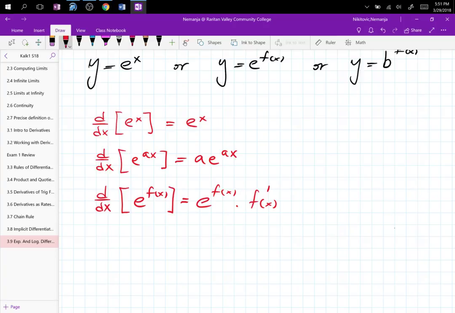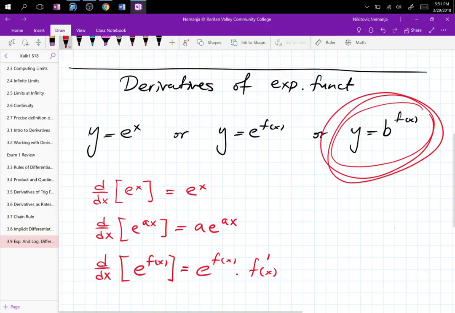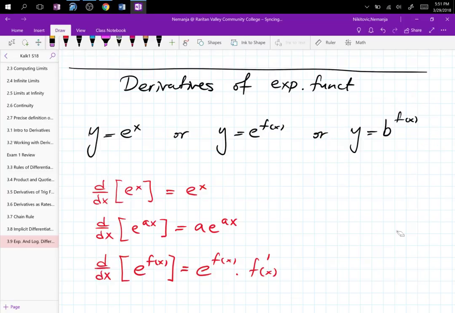But as I said, the actual most general case is when your base is not e. You can have any base. For instance, base 10. That's okay, because 10 to the 0 is 1, 10 to the 1 is 10, 10 squared is 100, 10 cubed is 1,000, right? So it actually gives you the decimal system. So you can have base 10, that's okay. Base 2, binary, right? So you don't have to have just base e.